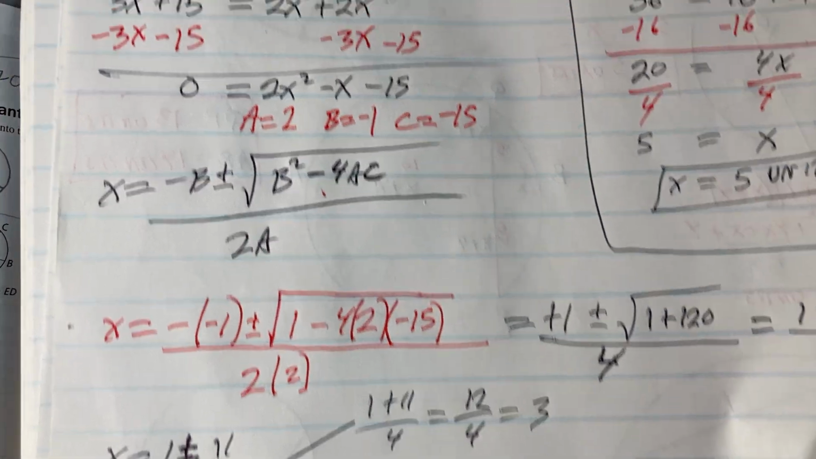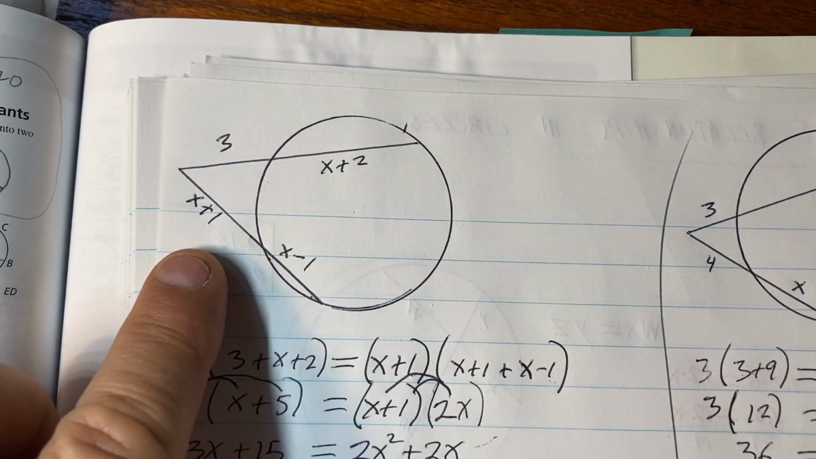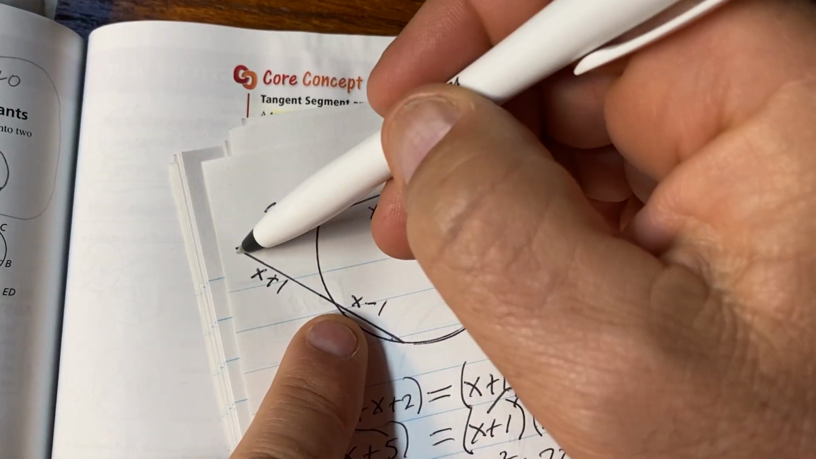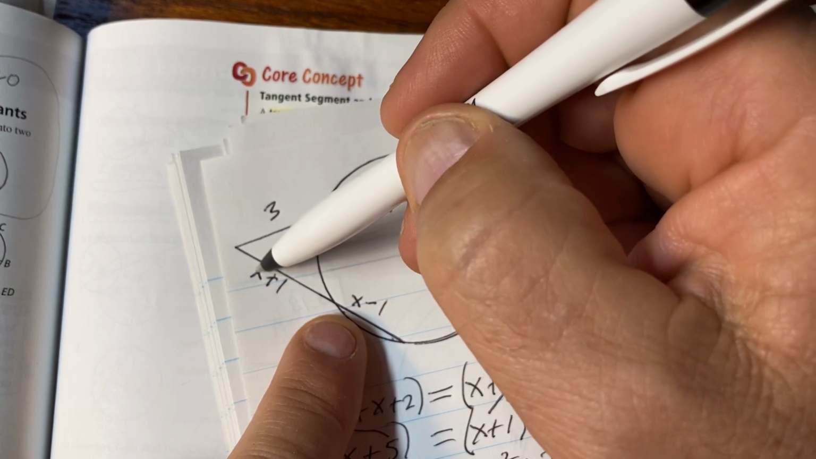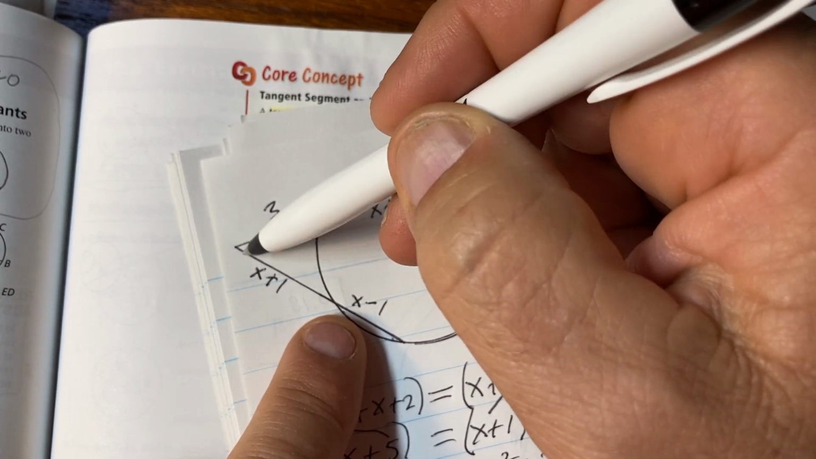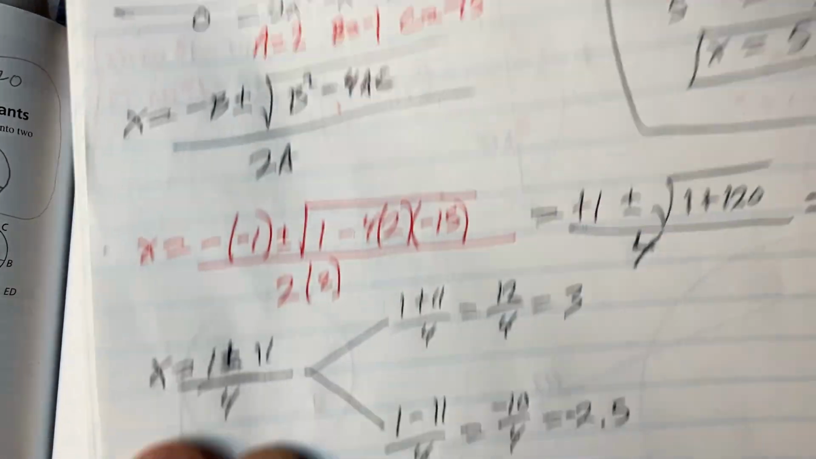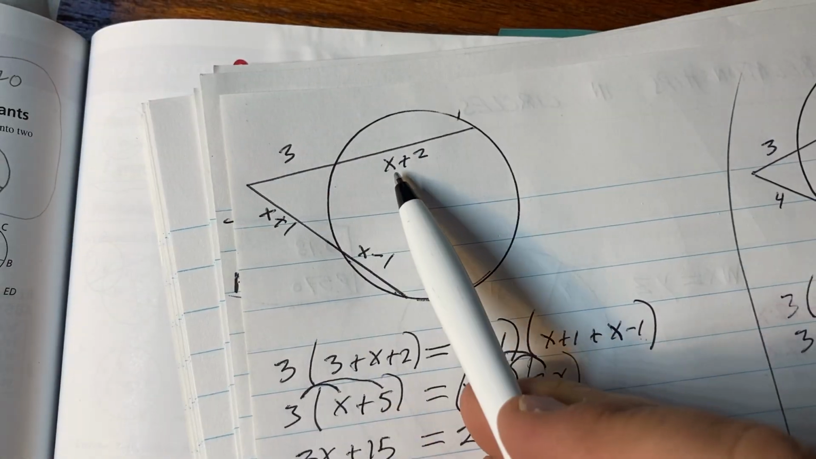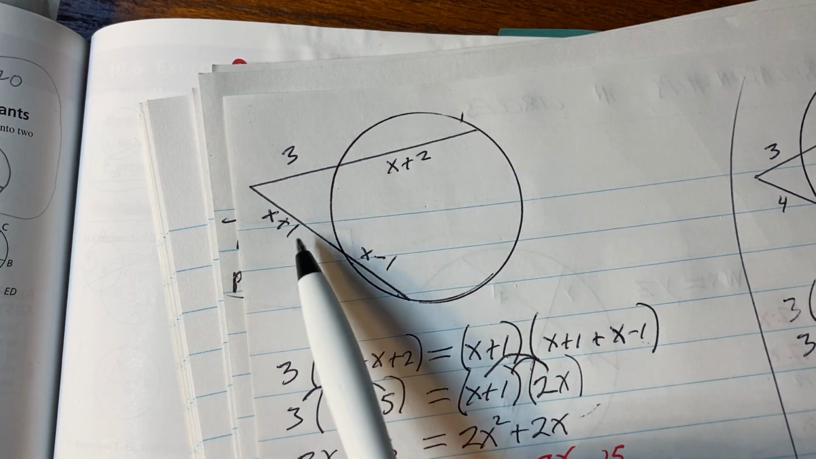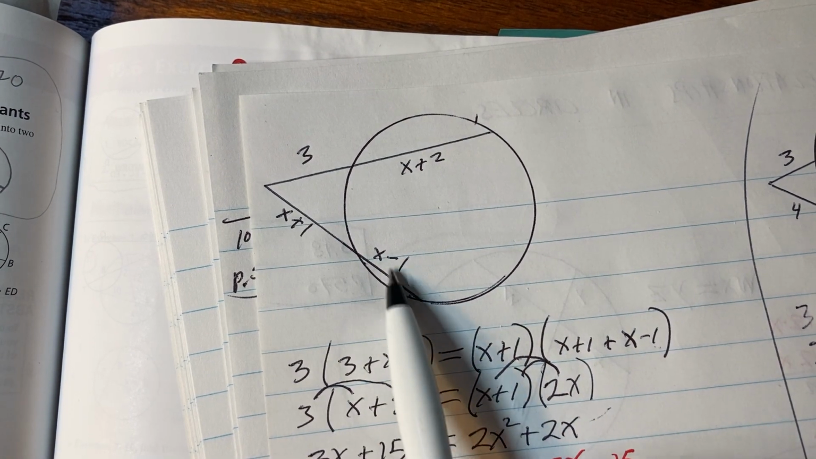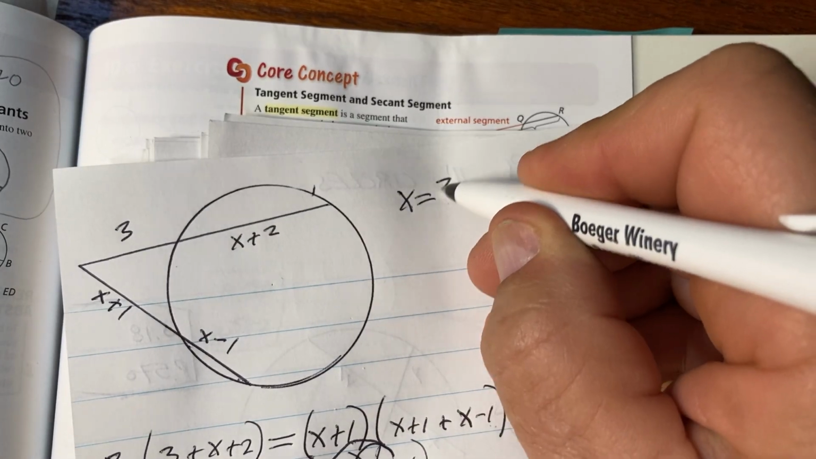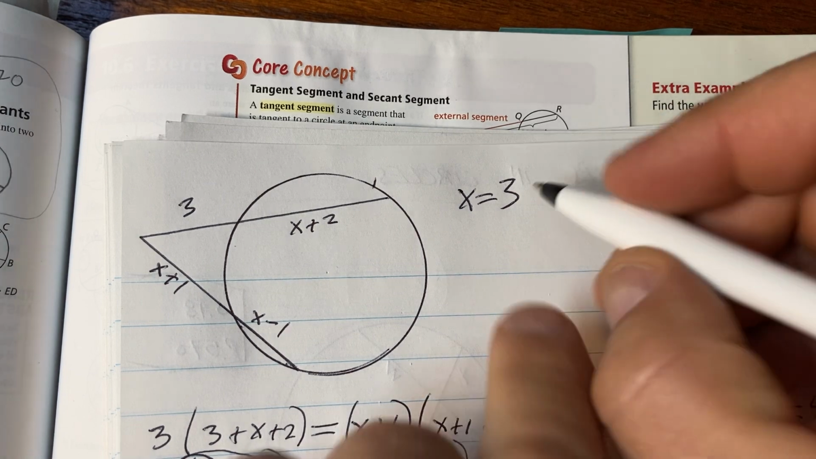Units. Really? You sure? X is a distance? If x is negative 2.5, what's that distance? Negative 2.5 plus 1 is a negative 1.5. How can a distance be negative? It can't. That means that won't work. Would 3 work? 3 plus 2 is 5, that'd be 4, 3, and that'd be 2. Yeah, that would work. So the answer is x equals 3. Boom, boom, boom. Don't forget the units.